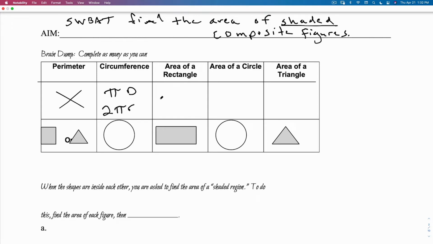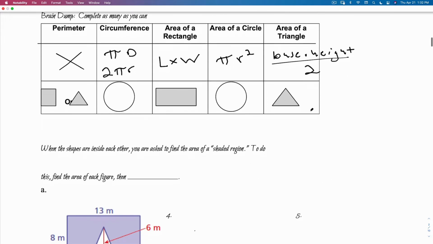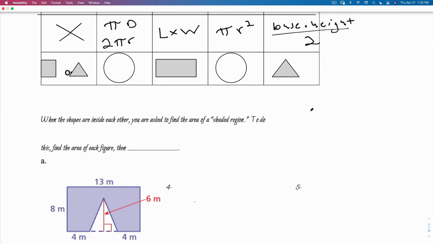Area of a rectangle is length times the width. Area of a circle is pi r squared. Area of a triangle is, Ash, put it away, base times height divided by 2. Leave that up there if you're still working. Finish in about 30 seconds.